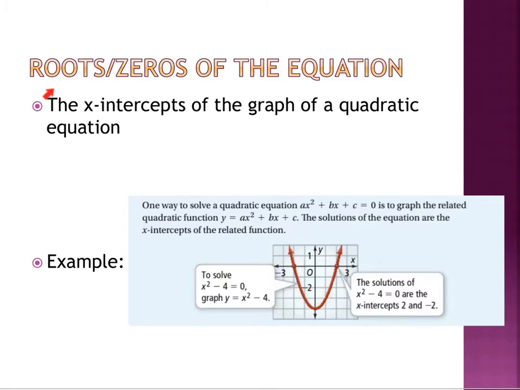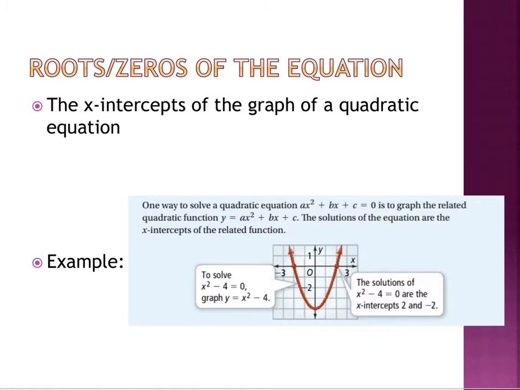So there we go, it's official. Roots or zeros of the equation are the x-intercepts, or the x-intercept, there's only one, of the graph of a quadratic equation. So our example here says one way to solve a quadratic equation is to graph the related quadratic function, which we've been talking about. The solutions of the equation are the x-intercepts of the related function, again, the roots or the zeros. So if I graph this one, x squared minus 4, notice it looks a lot like x squared, except that it moves straight down by 4. And its zeros are right here, where it crosses the x-axis. And that's what we're going to spend most of our time concerned with.